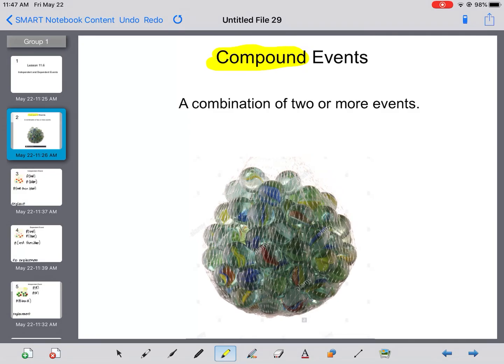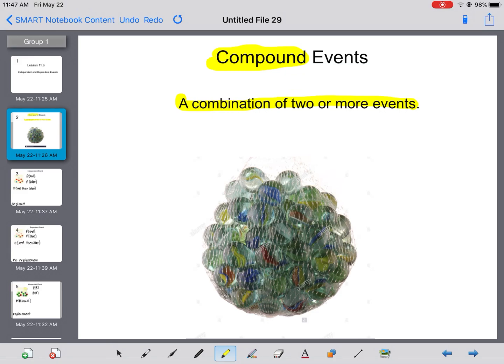You can think about compound, we often talk about compound words. A compound word is like the word bedroom, where we have two little words put together to make a big word. So you can think about a compound event as a combination of two or more events.